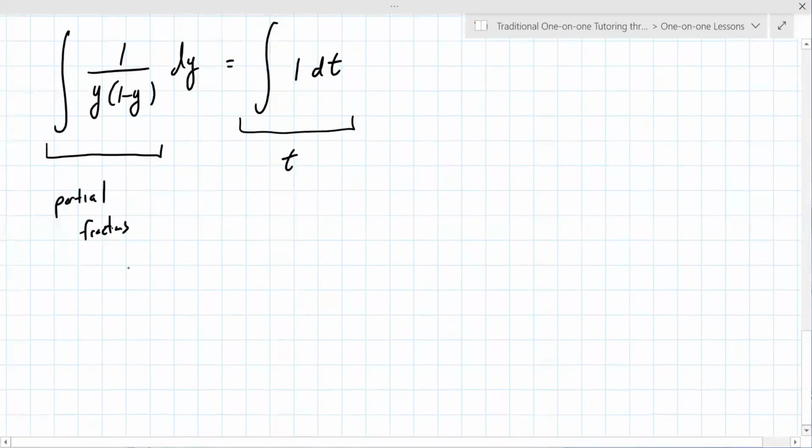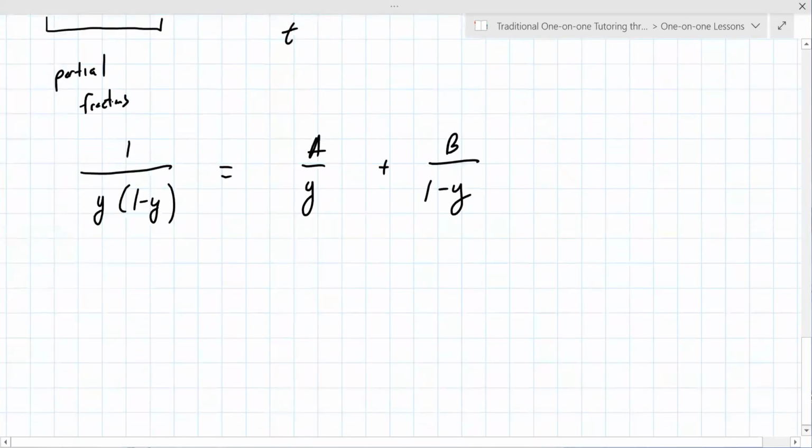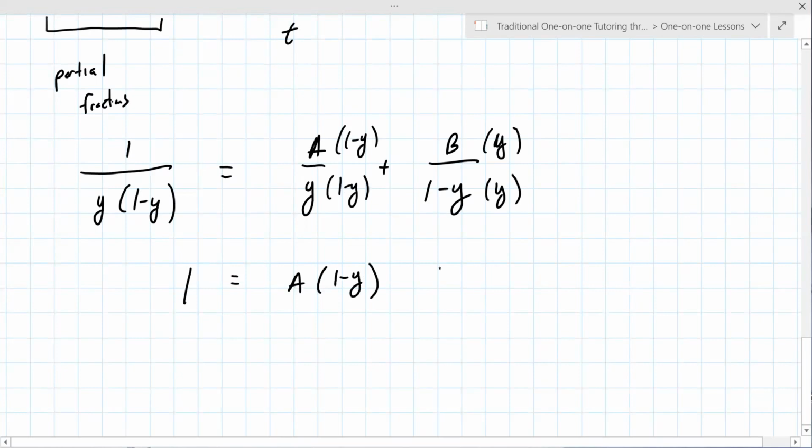Okay, so we have 1 over y times 1 minus y equals a over y plus b over 1 minus y. So to do this correctly, you multiply this by 1 minus y, the a, top and bottom, and then on the right here, the b by y, top and bottom, because you have to get the same denominator. 1 equals a times 1 minus y plus b times y. So there is no y term here. So you could write 0y plus this if that was helpful.